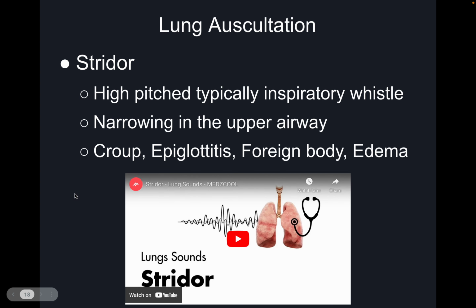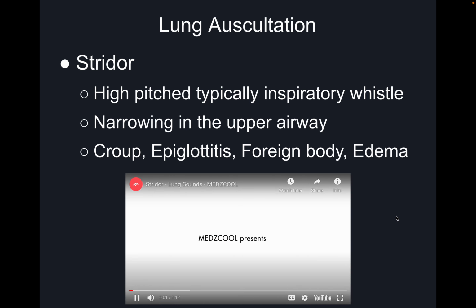And then moving over to stridor, which is a high-pitched inspiratory, typically whistling sound associated with narrowing in the upper airway, which might be associated with processes like croup or epiglottitis or a foreign body in the upper airway, potentially anaphylaxis with edema of the upper airway.